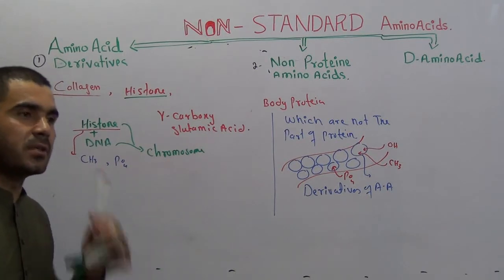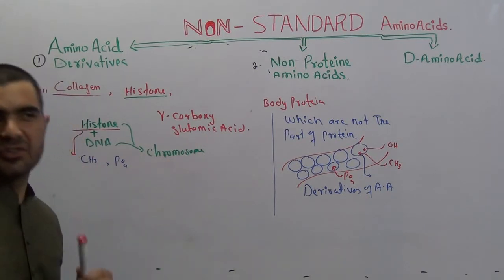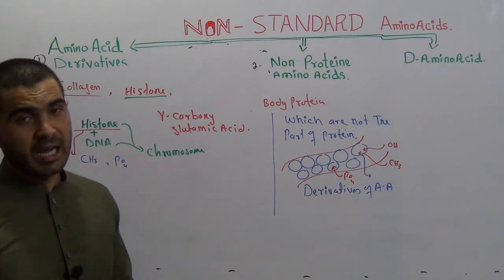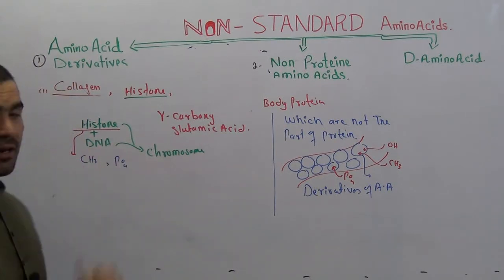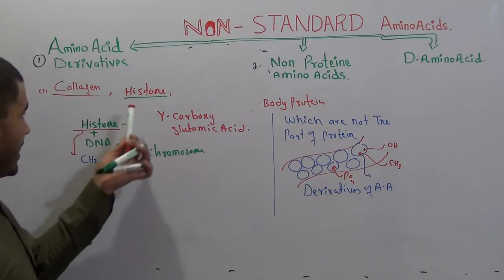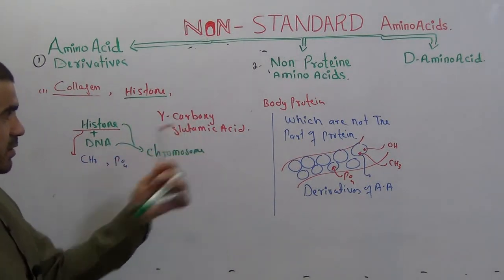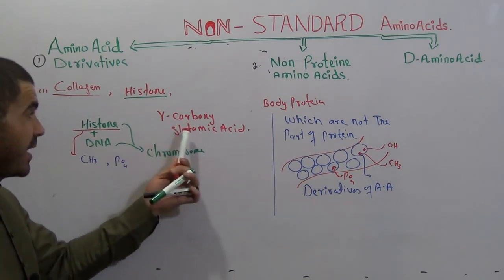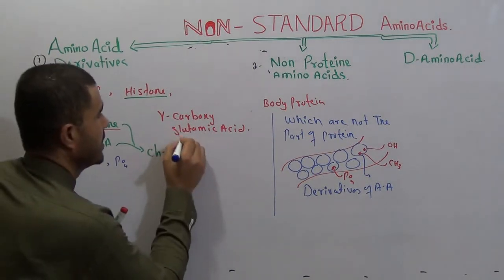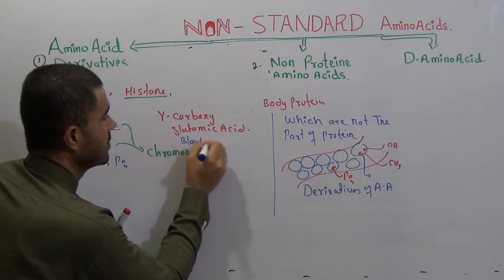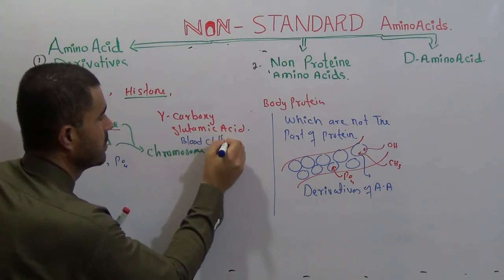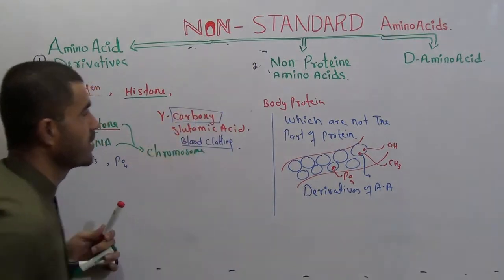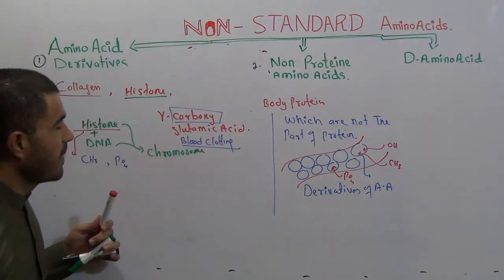If an amino acid becomes derived by addition of an OH group, these amino acids can also be derived by addition of a methyl or phosphate group. Now the last one is gamma carboxyglutamic acid. It is a very special amino acid, and it helps in blood clotting, because there is an additional carboxy group, right?